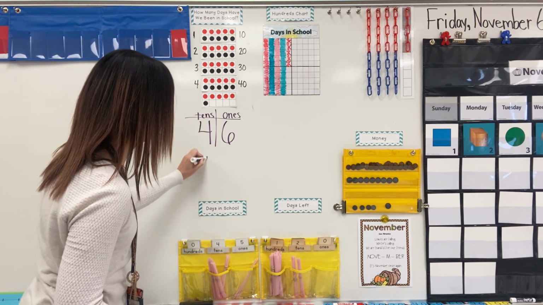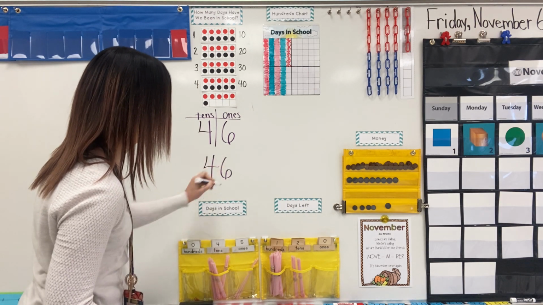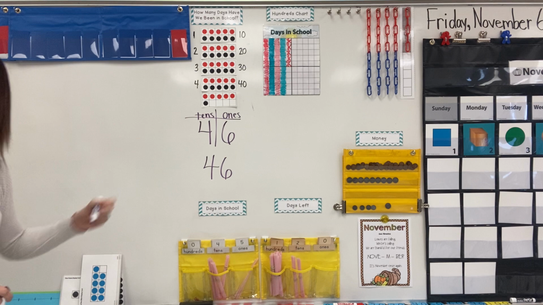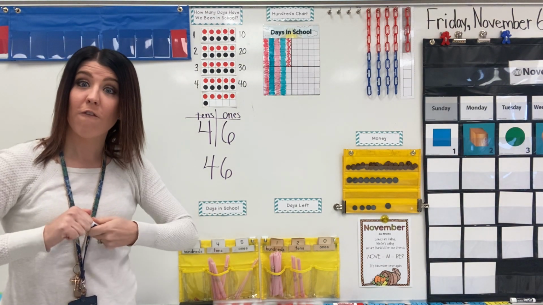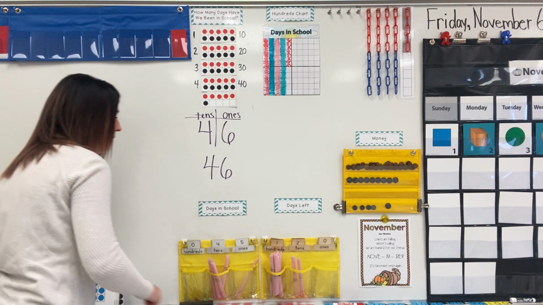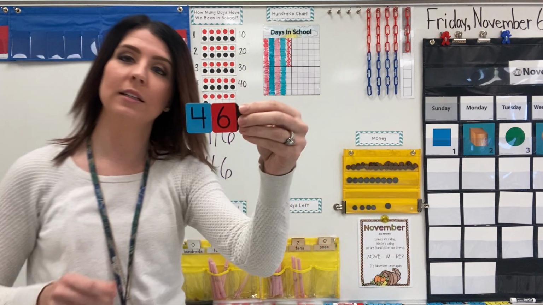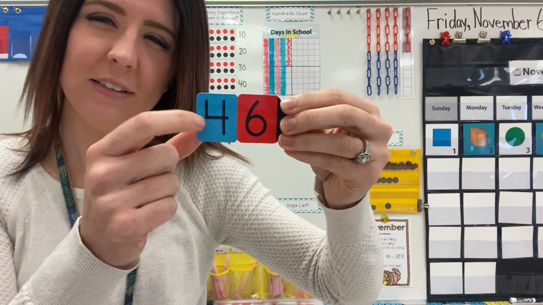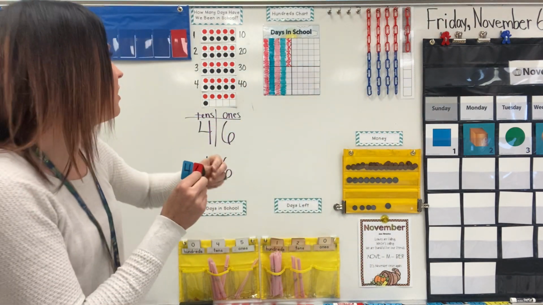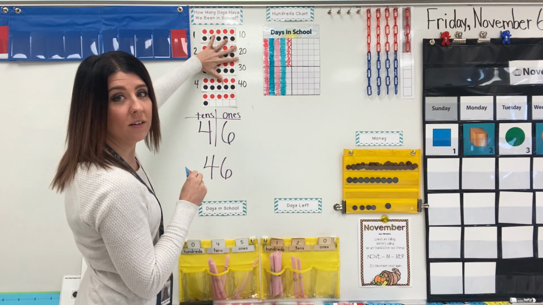Now I'm going to take all these lines away so you can see the number without them. Does anybody know what number that is? 46. Here is 46. Looks like 4 and 6, doesn't it? Do you think this is really just a 4? Do you think this is just 4 dots up here?